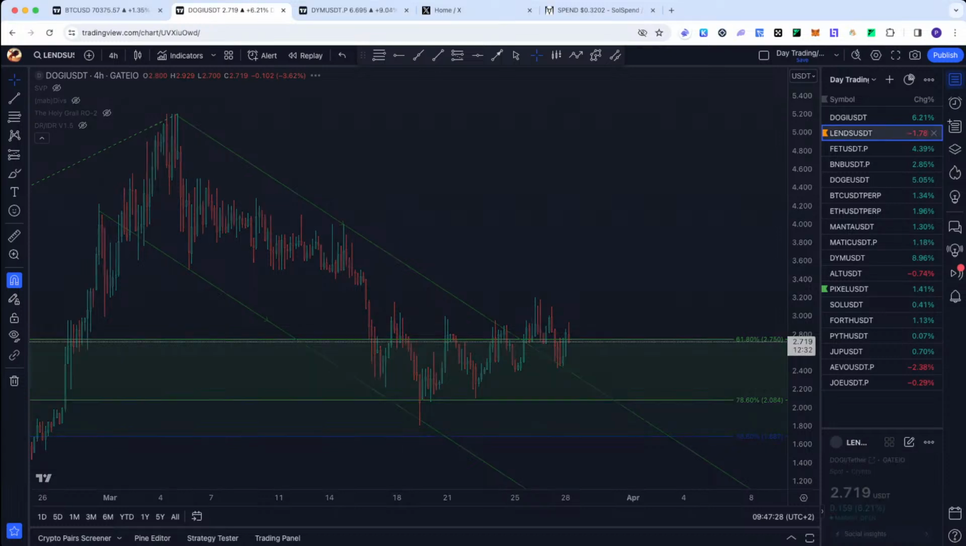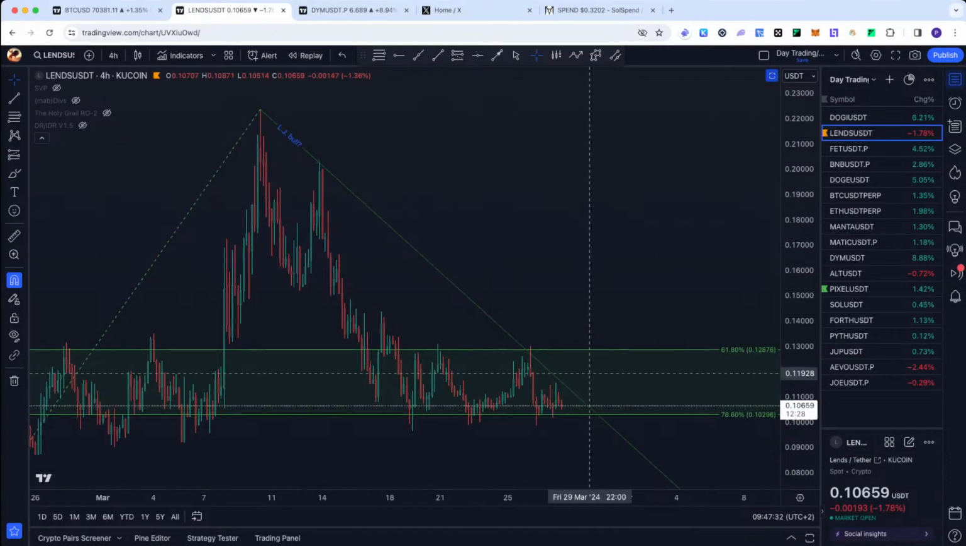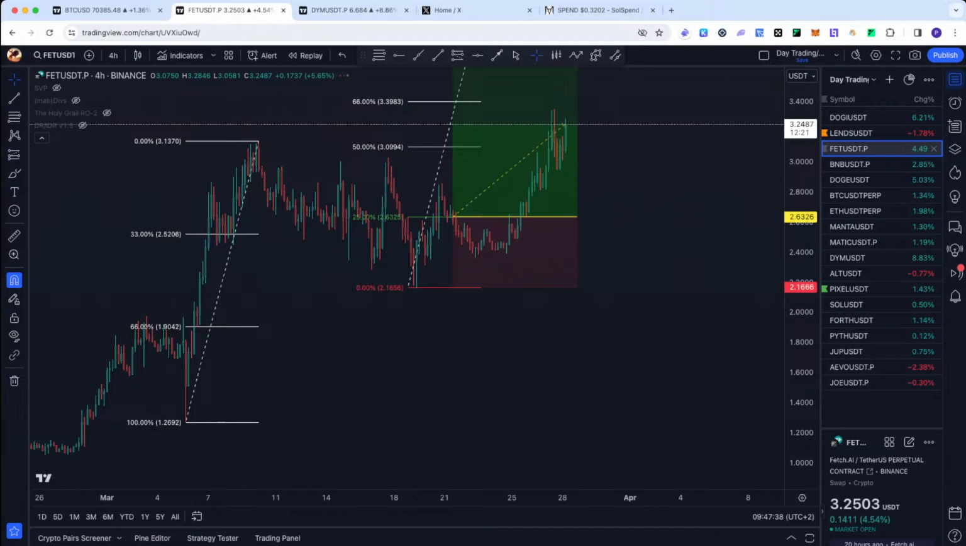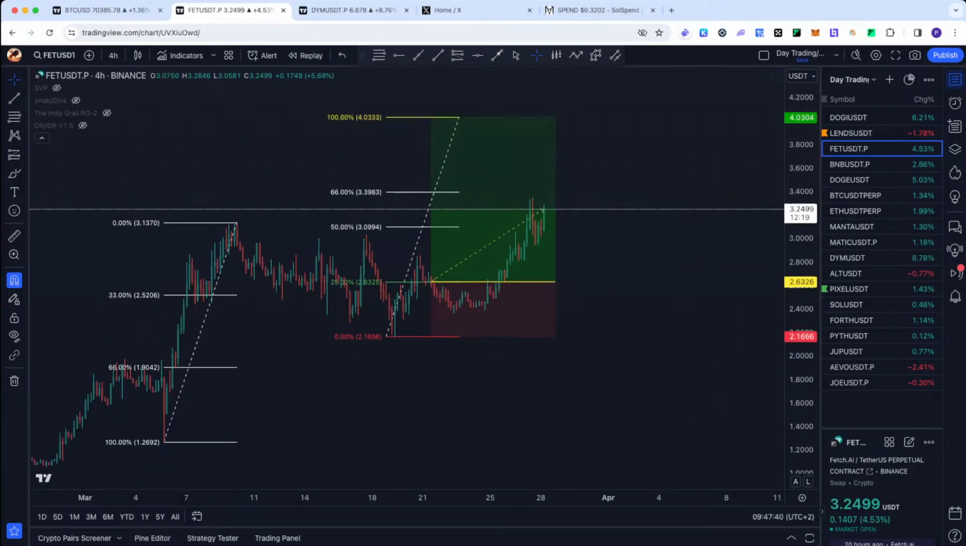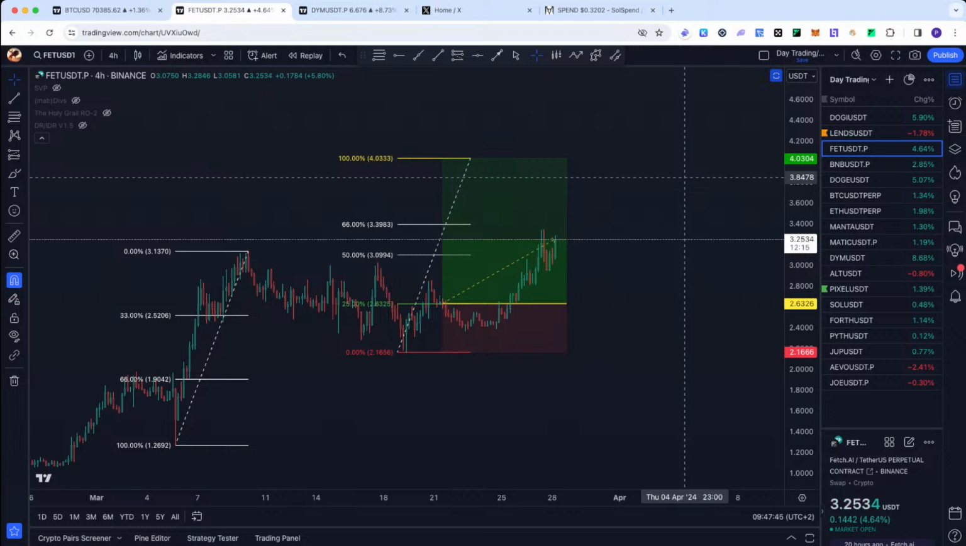Well, I don't need to repeat myself. I said it multiple times. W on the other side of the trend line and I'll become bullish. Until then, no. FET, well, we have the bot setup. It's working away. It's pushing higher and higher. Love to see that.